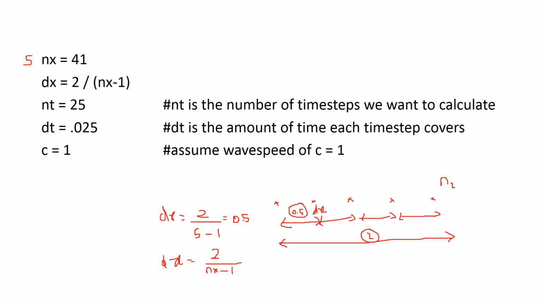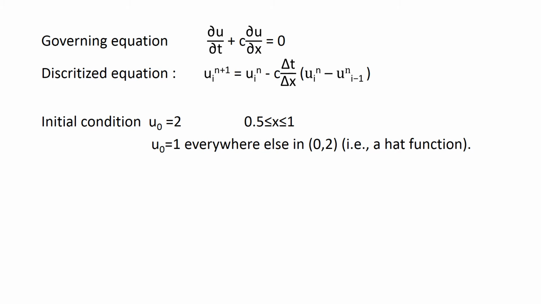So this will be our 5th line. nx is equal to 41. We can take some random number of points, and dx is equal to 2 divided by nx minus 1. I have explained how to get this formula. Now what is nt? nt is nothing but the total number of time steps, that is in the y-axis. How many time steps we have to go? Say 1, 2, 3, 4, 5, etc. So we'll take 25, and dt is nothing but the distance between these two, that is the time step. It is called the step size. So let us take it as 0.025, and c is equal to 1. So we have seen what the governing equation is.